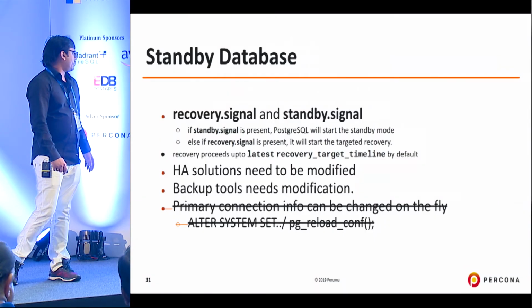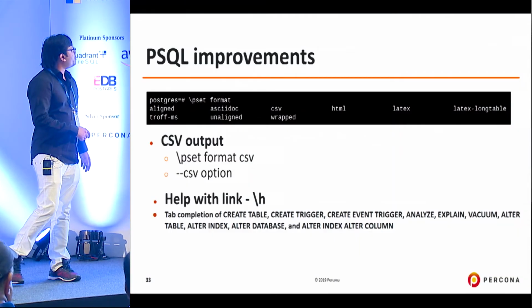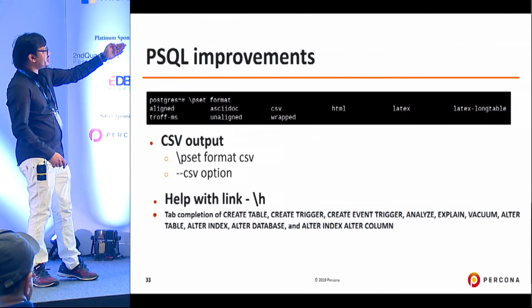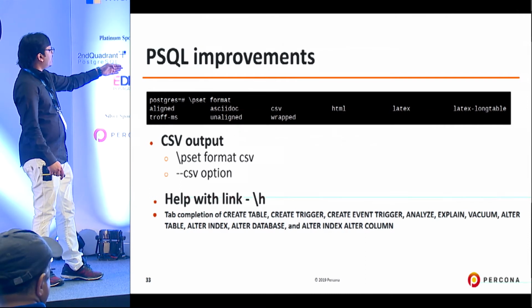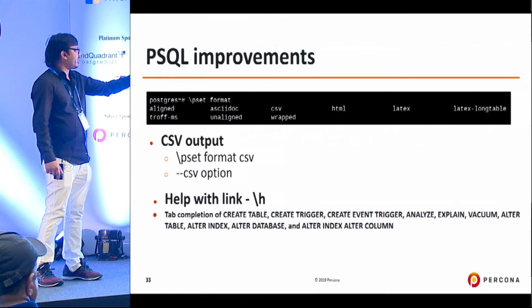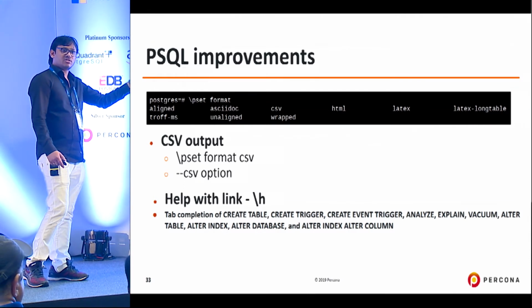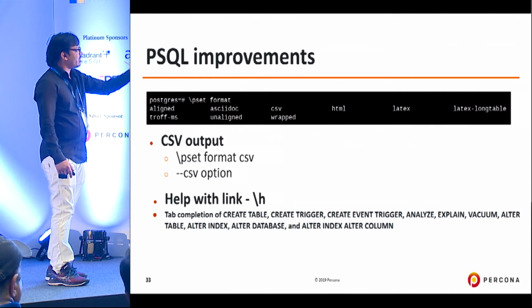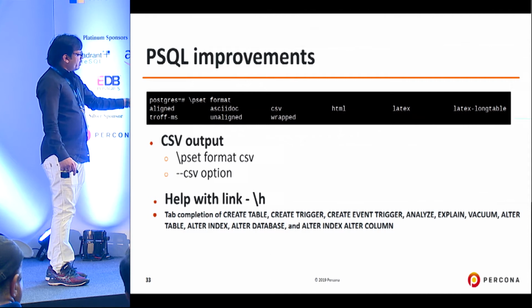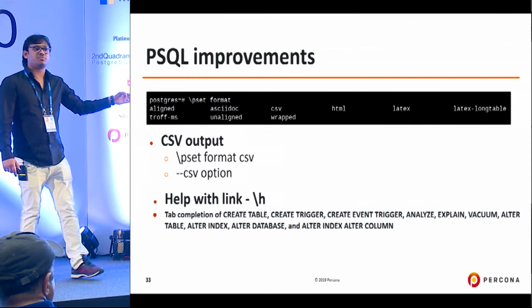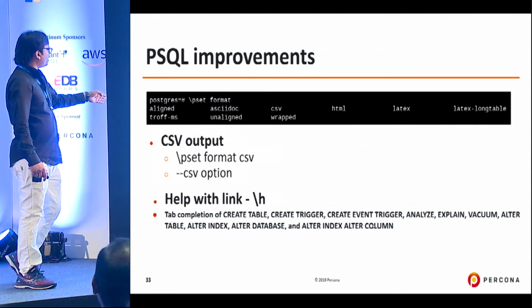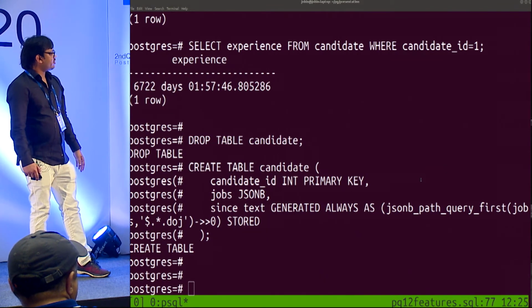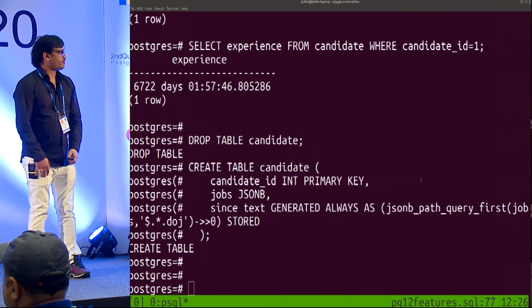And yeah, so talking about psql improvements, you can now use the following formats, even HTML. You could use psql and just specify the format type that you want to display, and you could also get the output in HTML format. All those formats are available, even LaTeX. And there are much more advanced help options available with psql now with PostgreSQL 12, wherein even tab completion of create table, create trigger, all those would also work. So a quick demo on that.